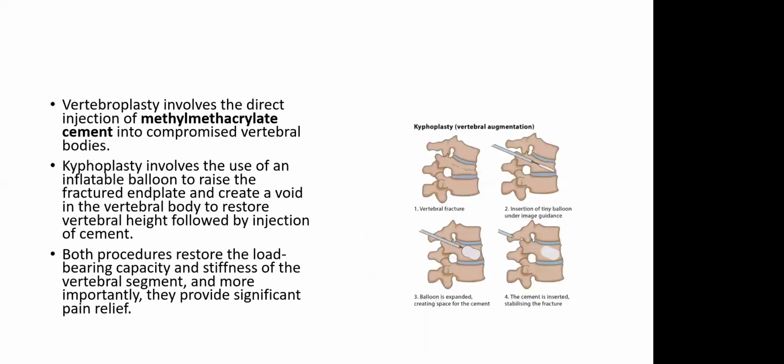And then we have the same thing being demonstrated here. Basically, you start under image guidance. You get your guide needle that is attached to a balloon. Then the balloon is inflated to the desired height. Then within the balloon, the cement is injected to lift up the vertebral body to the desired height. Next.